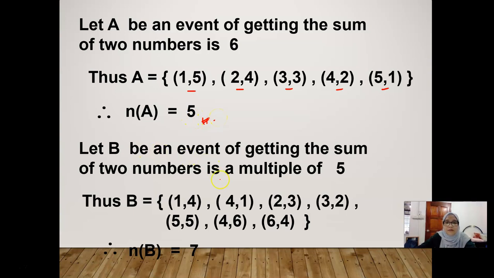Let B be an event of getting the sum of two numbers is a multiple of 5. Summation of these two numbers, 1 plus 4 is 5, 4 plus 1 is 5. 1, 4 and 4, 1 is different. The first point is coming from your first dice, the second point is coming from your second dice. So that's why we say that 1, 4 and 4, 1 is different.